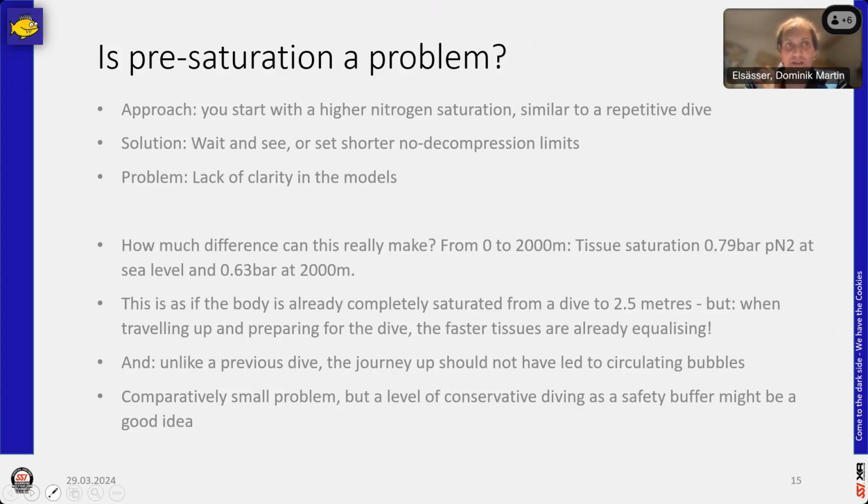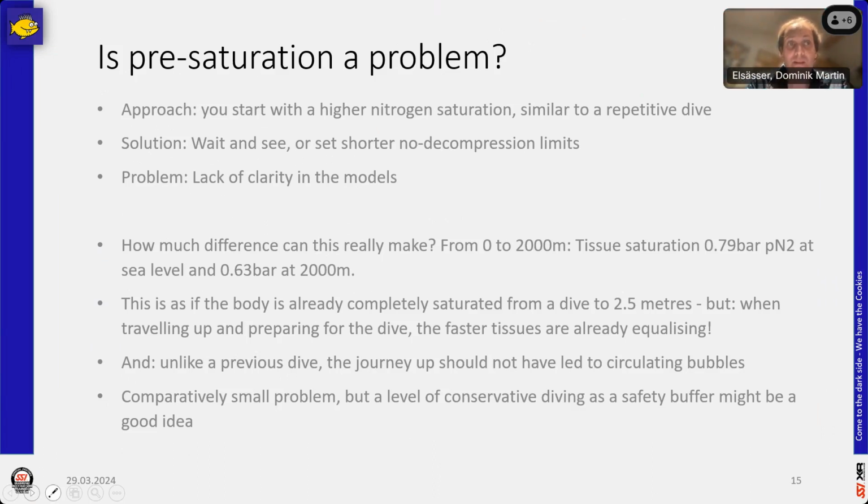So the next question is, is that a problem? Because normally what we set out to do is to limit supersaturation, and now we arrive at the start of the dive already a bit supersaturated. If we wait long enough, of course, we come into equilibrium. We off-gas, and then we have a nitrogen partial pressure in all tissues equivalent to the ambient pressure at the altitude. But that wait can be very long if we want to wait for complete equalization.